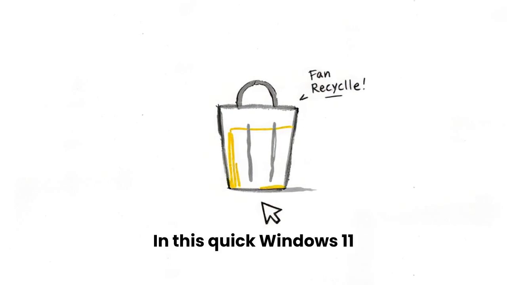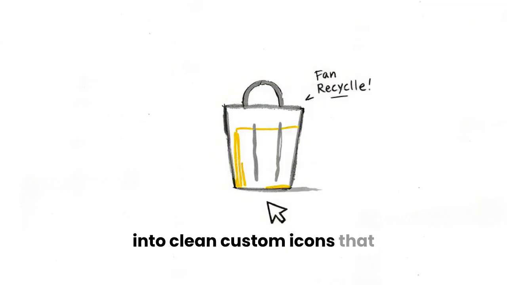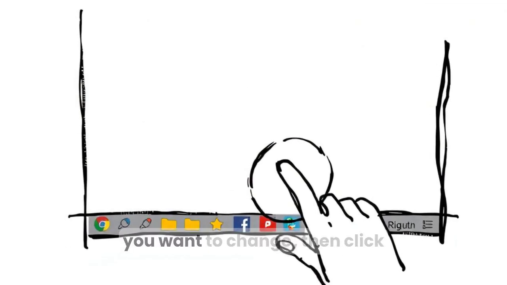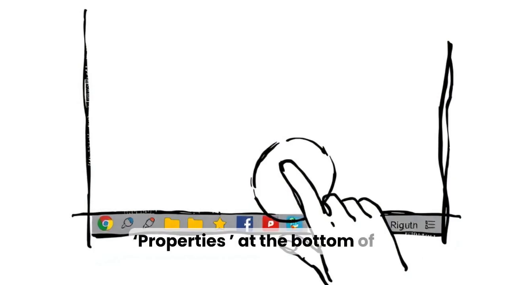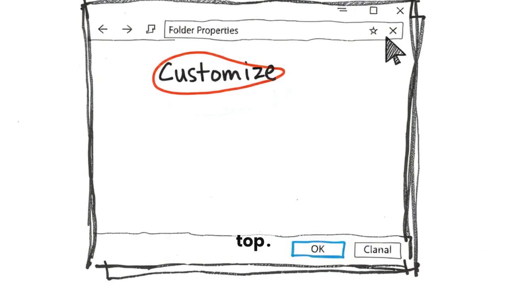In this quick Windows 11 tutorial, I'll show you how to turn boring yellow folders into clean custom icons that look modern in 2025. First, right-click the folder you want to change, then click Properties at the bottom of the menu. In the Properties window, go to the Customize tab at the top.